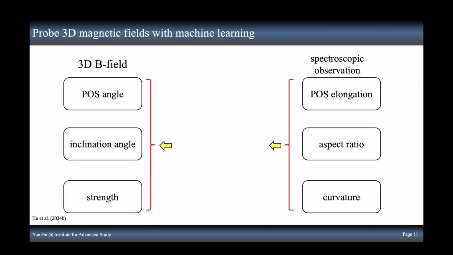But solving for the correlation between the observed parameters and the 3D magnetic field is very challenging, and even the analytical approach is very difficult. Therefore, I was thinking whether we have an easy way to do this job. Actually, machine learning is very good at solving the complex correlation between the observed features, the aspect ratio and curvature, and finding the correlation with the 3D magnetic field, then giving the prediction.